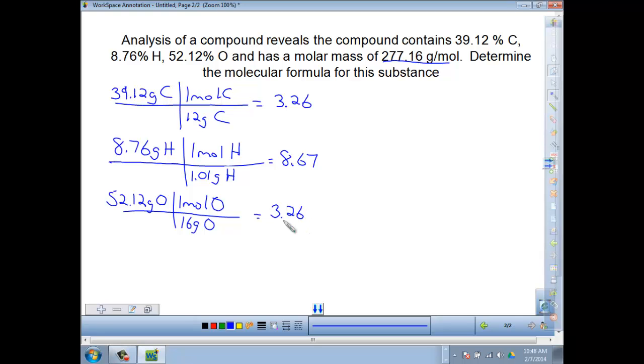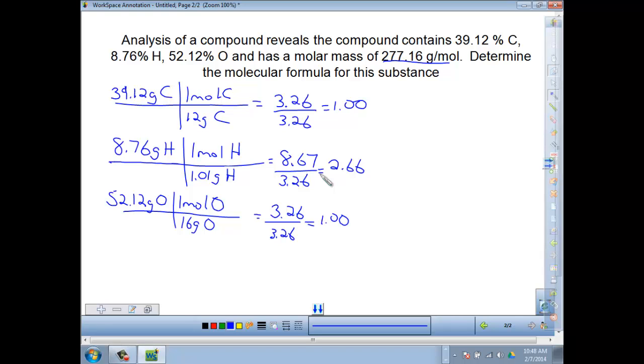Identify the smallest number. I have 2 of them up there. It's 3.26. So I'm going to divide everything by 3.26. Obviously, this one gives me 1.00. This bottom one also gives me 1.00. When I divide out hydrogen, I end up with 2.66.